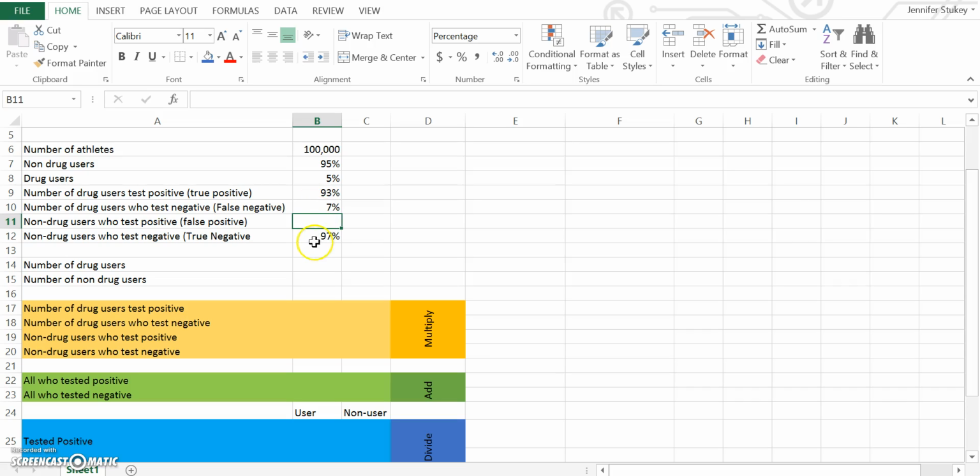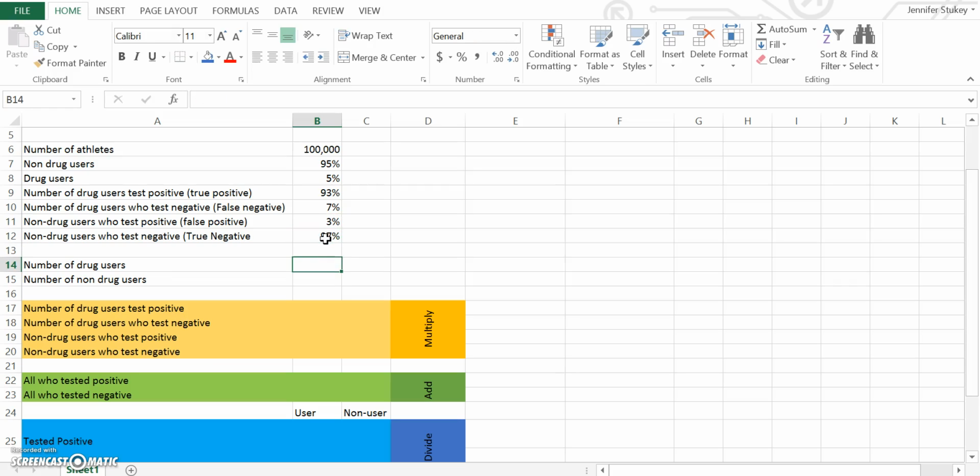And so we know that the number of drug users who test negative, which is a false negative, is 7%. Likewise, we find that for this particular test, the non-drug users who test negative, which is a true negative, account for 97%. So it's 97% accurate for that population. And again, there's only two options for non-drug users. So if they don't test positive, they have to test negative. So the number of non-drug users who test positive is 1 minus the number who test negative, or 3%.